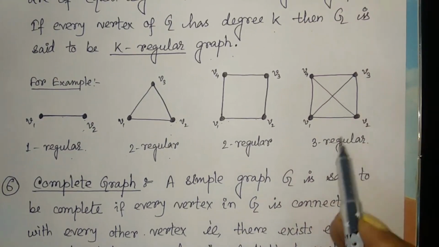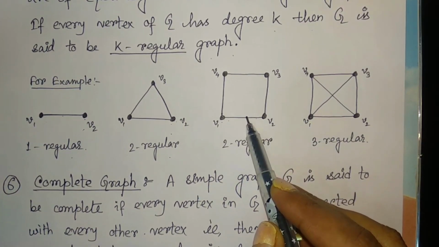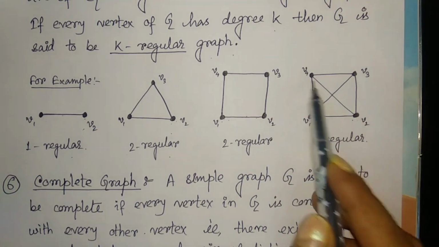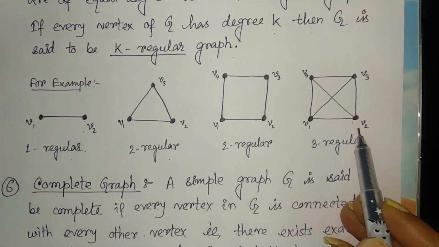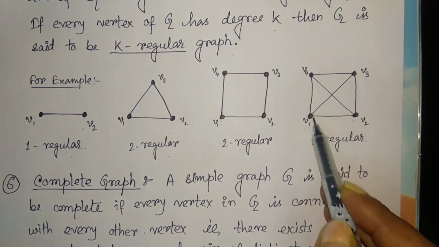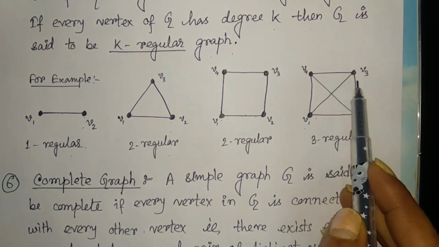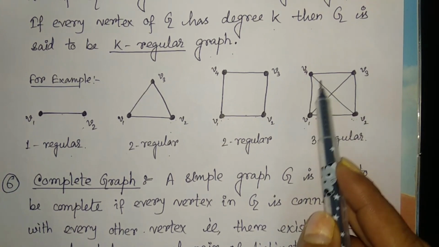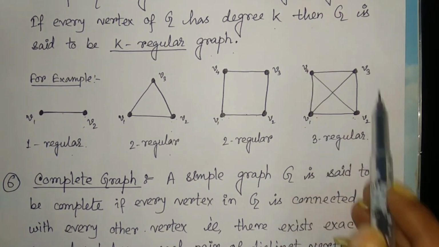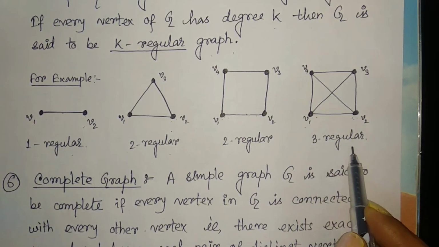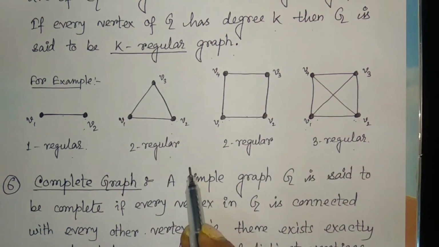Now if we consider the same previous graph but with 2 extra edges, 2 diagonals, that we have added. So now V1 has degree 3, V2 has degree 3, V3 also has degree 3 and V4 also has degree 3. So all the vertices have the same degree. That's why this is called a 3-regular graph. So this is our regular graph.